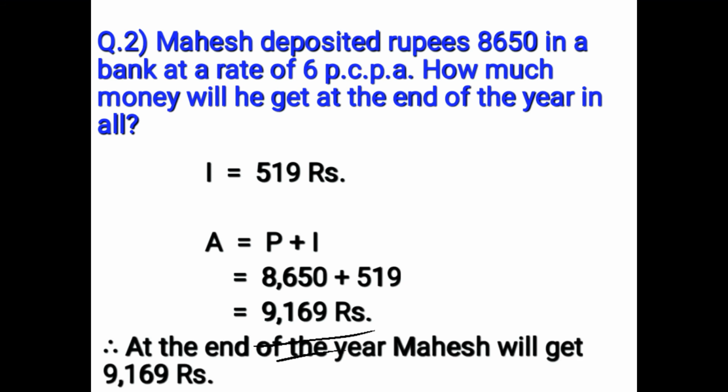Then therefore, at the end of the year Mahesh will get 9,169 rupees. Here, what is asked in the question? You have to write the ending statement. Put the symbol of therefore, and then you have to write this statement: at the end of the year Mahesh will get 9,169 rupees.